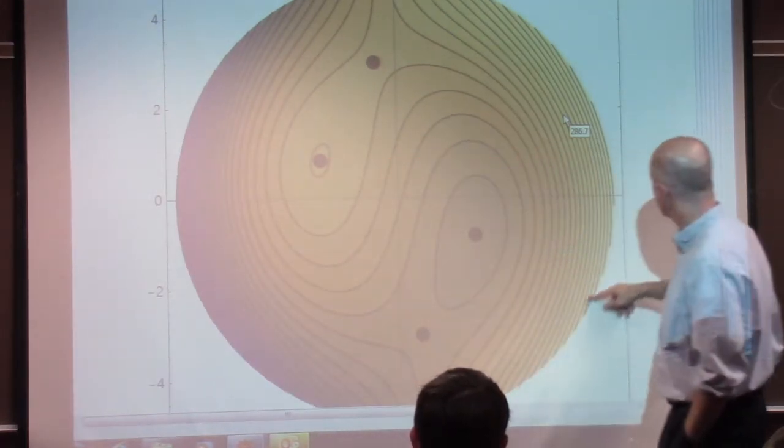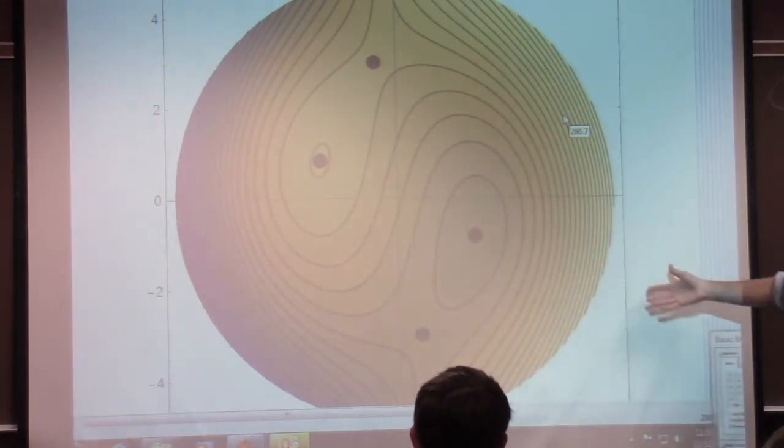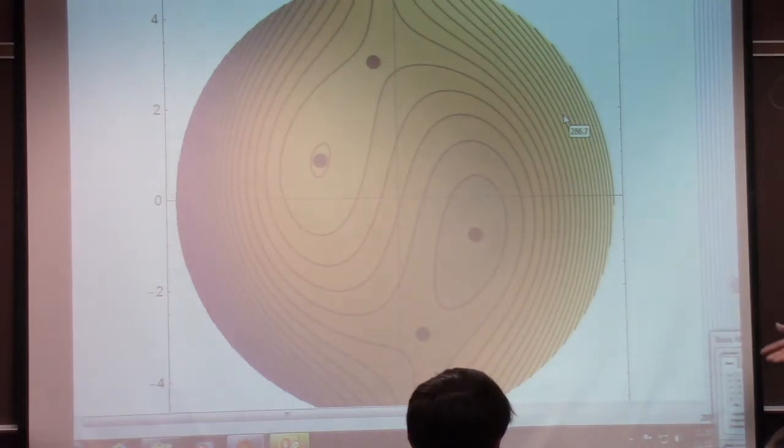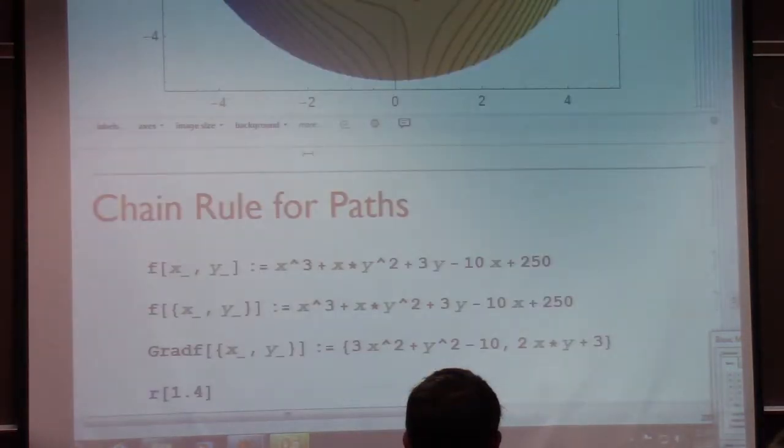Parameterize the circle here. Plug that parameterization into the function f as a function of theta and see what kind of function you get. Graph it, that kind of stuff. So let's see if we can do that. How would we do that?